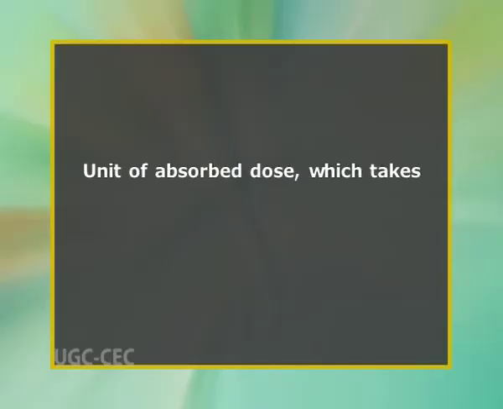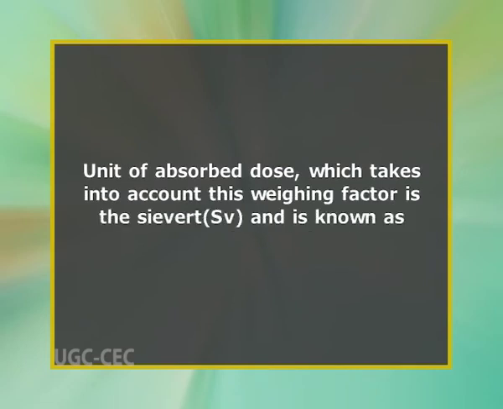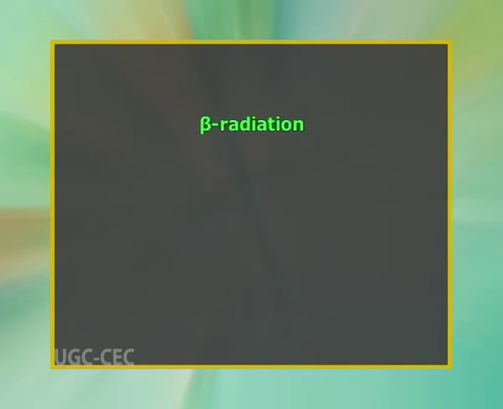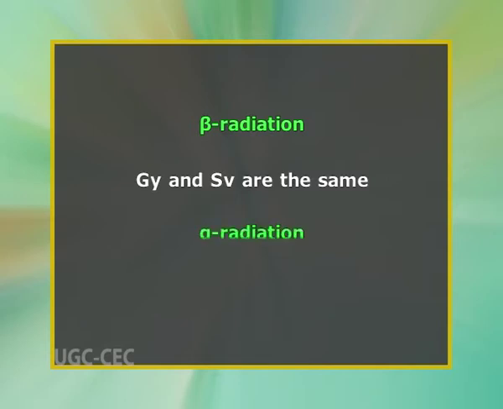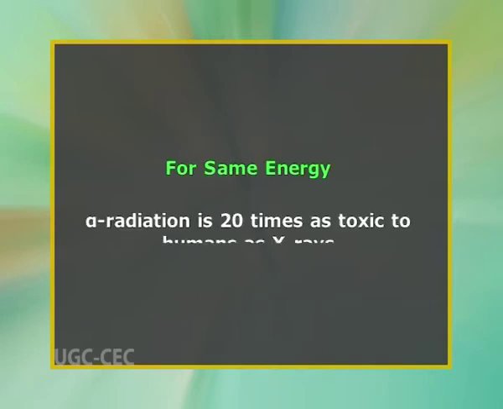The unit of absorbed dose which takes into account this weighting factor is the sievert, known as the equivalent dose. For beta radiation, gray and sievert are the same, but for alpha radiation, 1 gray is 20 sieverts. In other words, alpha radiation is 20 times as toxic to humans as X-rays for the same energy absorbed. Clearly, from the point of view of safety, it is advisable to use radioisotopes with low energy wherever possible.